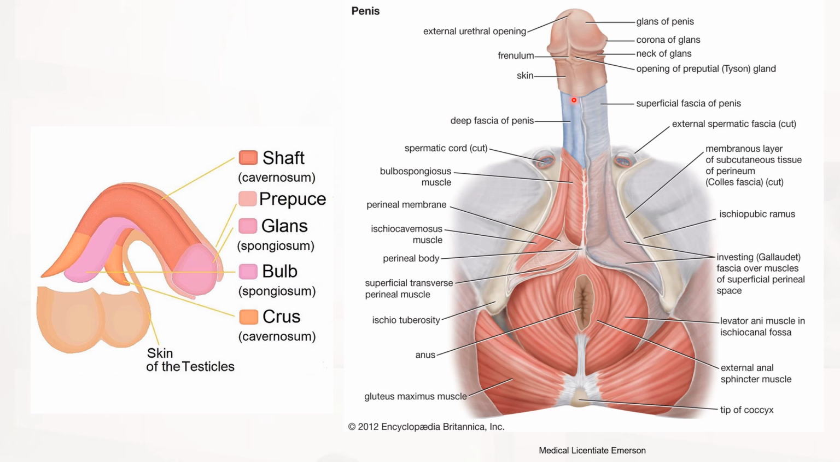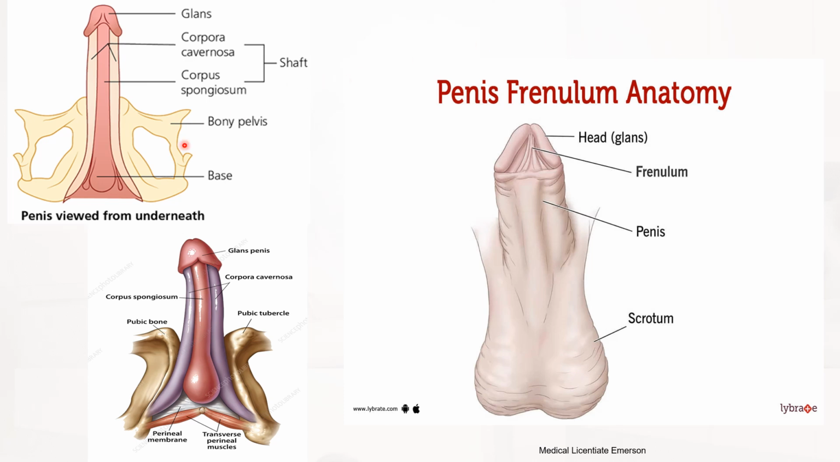Just beside the frenulum, there is also an opening of the preputial gland, or the Tyson gland. So we have a lot of structures. The head is the glans, with the frenulum, and you have the shaft of the penis, the scrotum, then the corpus cavernosum and corpus spongiosum. I think people are now familiar with the structures.